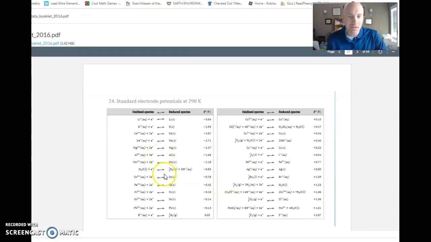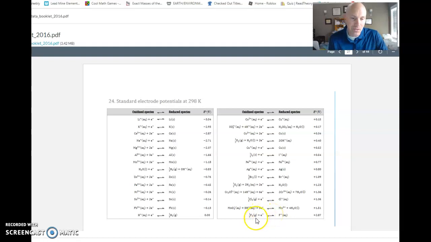While we're on this topic, let's develop some trends for this particular chart. Remember that the things that are most positive are the things most likely to occur as written, and the things that are most negative are the things most likely to occur in the opposite direction as written. Looking at the most positive thing here, this is the most likely of these reactions to occur. Remember, these are all written as reductions.